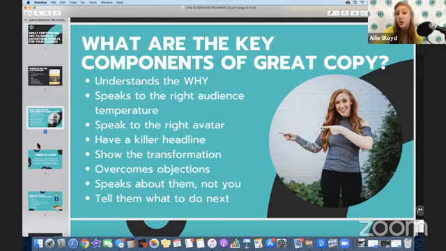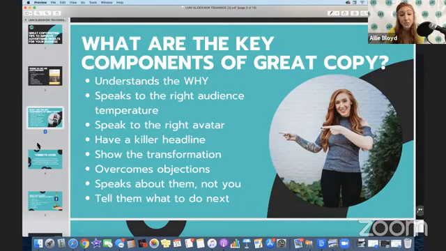But if you're really trying to show the transformation, then a lot of times that's what you're going to focus on in the copy. It doesn't mean it has to be a story about a customer or a client every single time, but you want to write from an angle that you ask yourself, what does my audience need to hear? Not what do I want to tell them? And that is what we do so many times without realizing it.